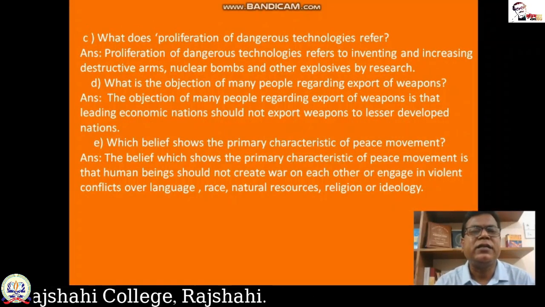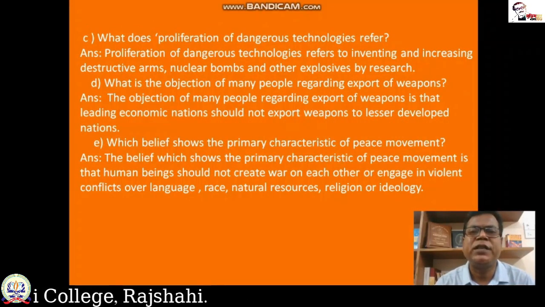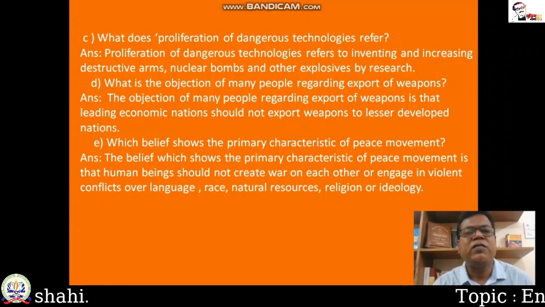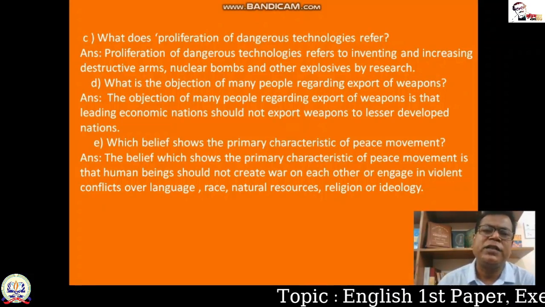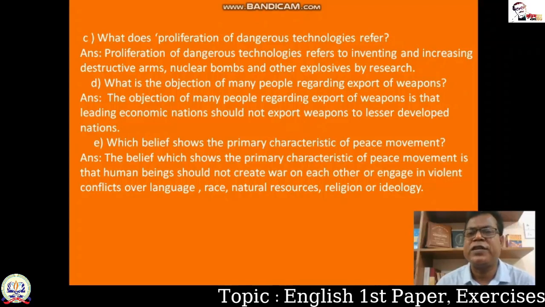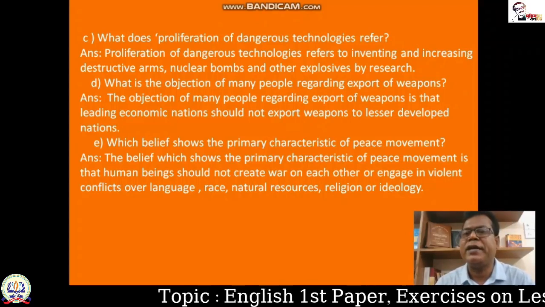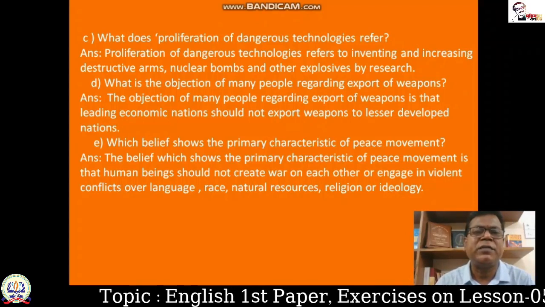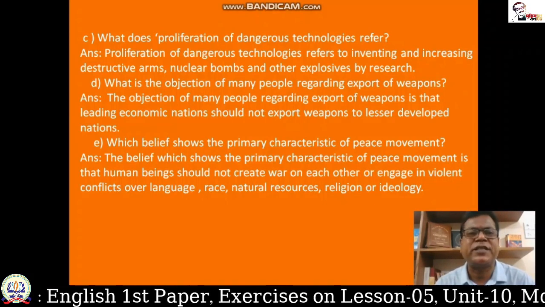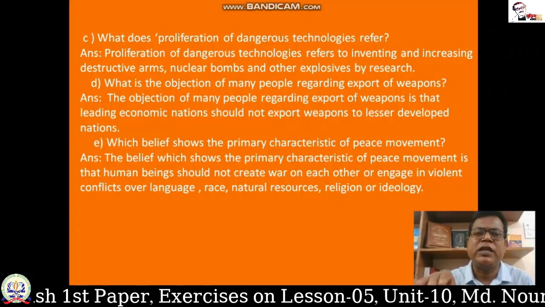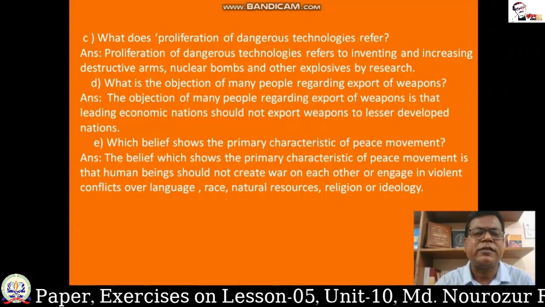Number C. What does proliferation of dangerous technologies refer to? You know that proliferation means spread or increase. So proliferation of dangerous technologies refers to inventing and increasing destructive arms, nuclear bombs, and other explosives by research. Here I have tried to give the correct, exact answer.